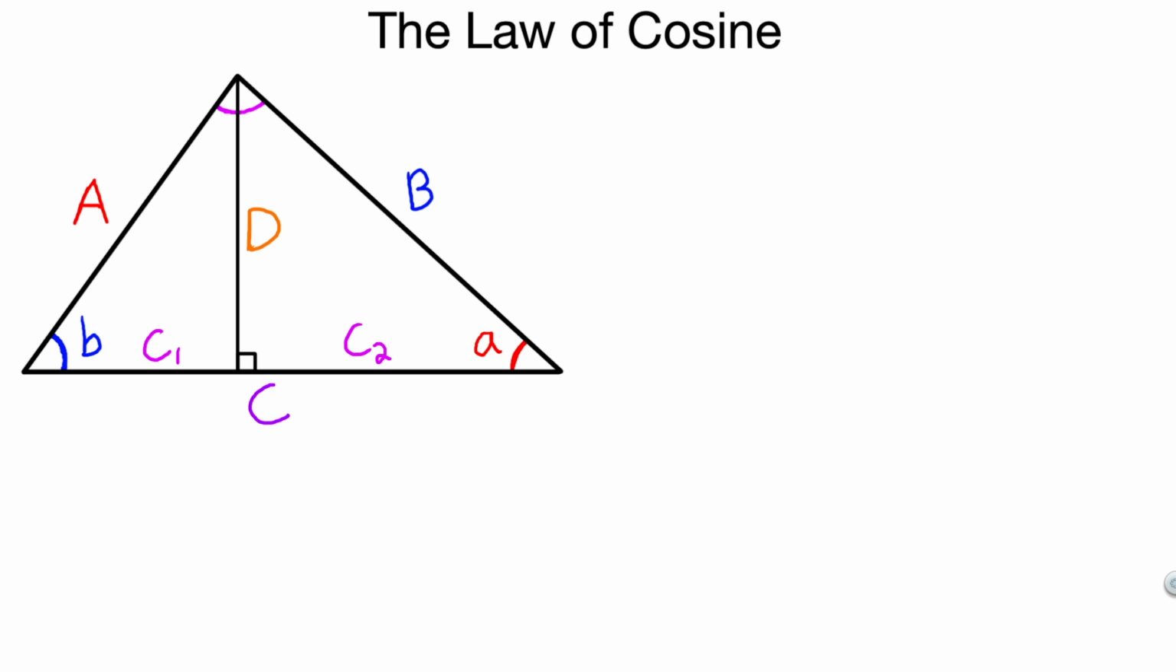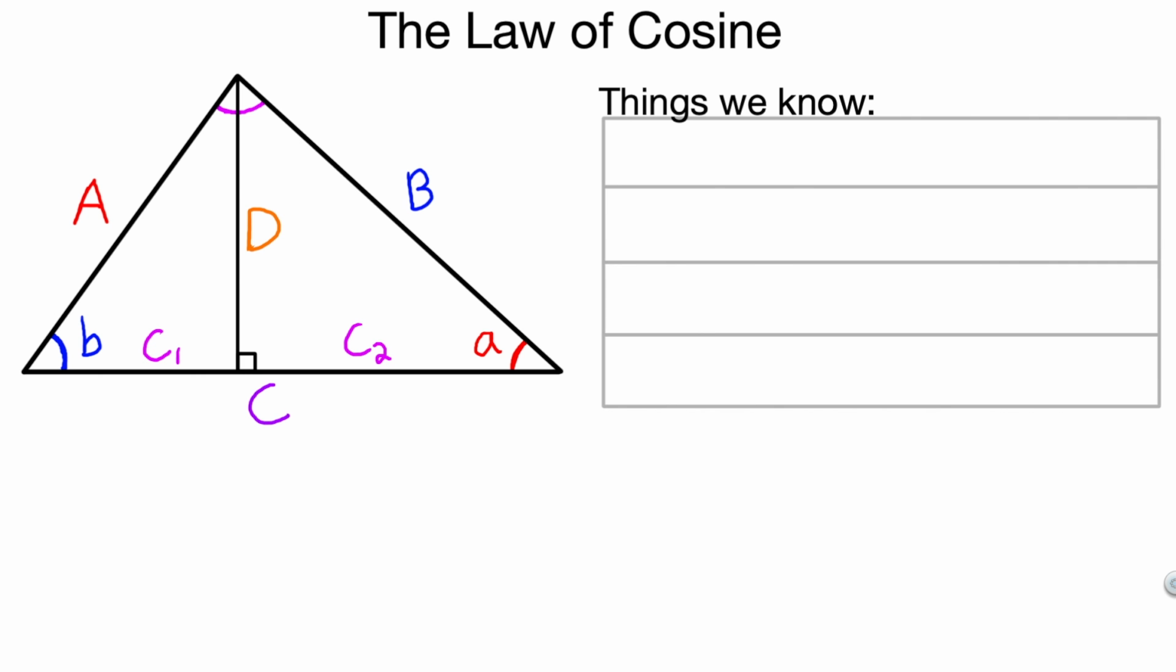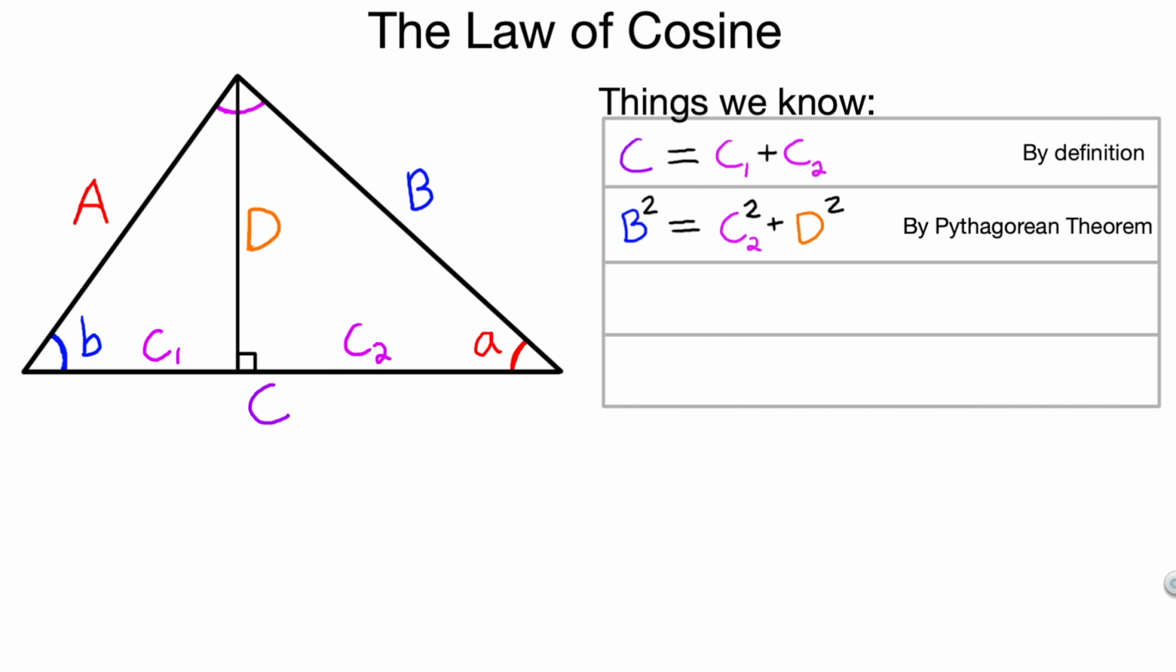There's a couple things we can take away from this. I'll make a things we know box. First off, we know that C is equal to C1 plus C2. This is just how we define these terms. Next, we can show that b squared equals c2 squared plus d squared. This is by the Pythagorean theorem when you consider the right triangle formed by b, c2, and d.